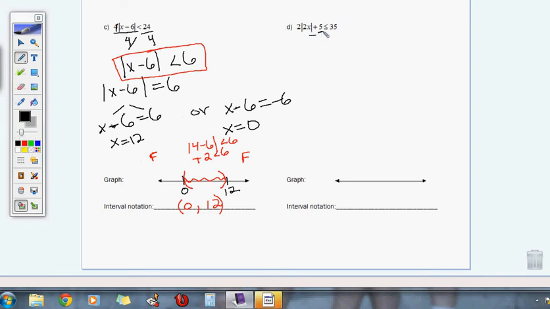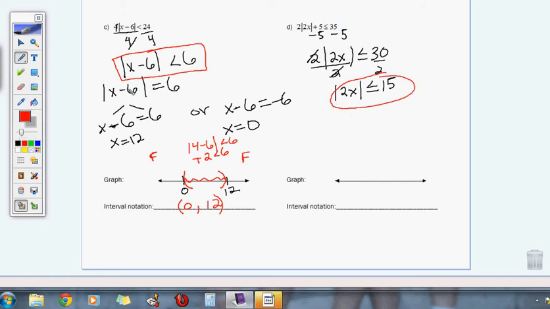We got to subtract 5 first. Trying to give you different scenarios to get the absolute value alone. So we now have 2 times the absolute value of 2x less than or equal to 30. And at this phase, we want to divide by 2, and it only divides with that number out front. So we have the absolute value of 2x is less than or equal to 15.